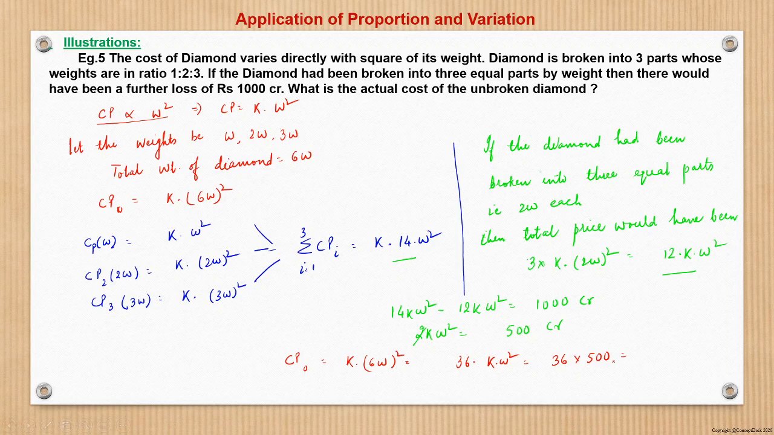Very simple question, no brain to be used. Just the process we should be aware of, and the approach, and the same thing we are looking at over here. So it is 36 into 500. So the value is 18,000 crores. So 18,000 crore was the cost of that diamond, right? This is the answer to this question.